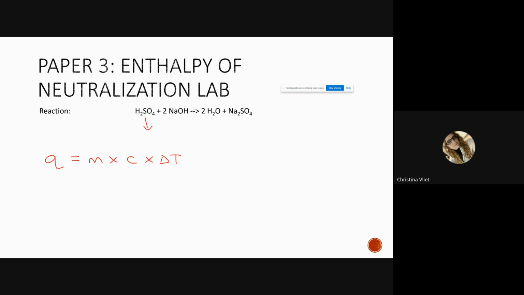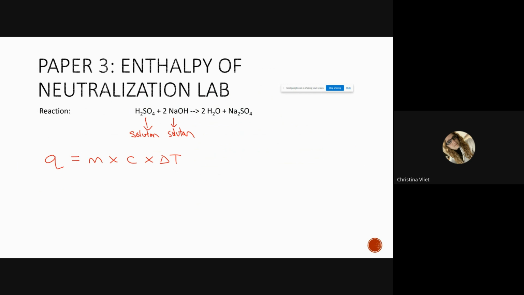But what's going to be provided to you is a solution of this and a solution of that. So in order to get the mass, what are you going to have to do? You'd have to add them together, right? Because it's a neutralization. Whenever you have a neutralization to get the mass, you're going to have to add the two solutions together. I'm going to tell you how you're going to get the delta T very shortly, but this is where the graphing is going to come into play.